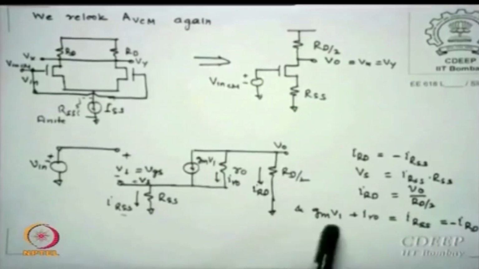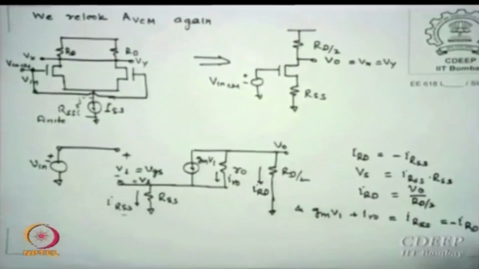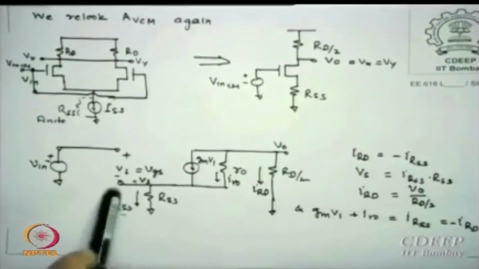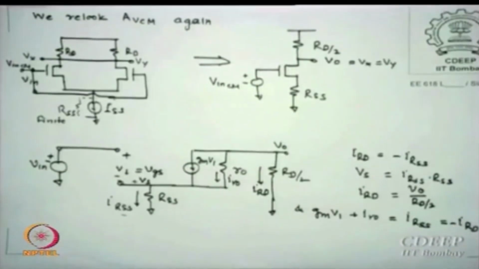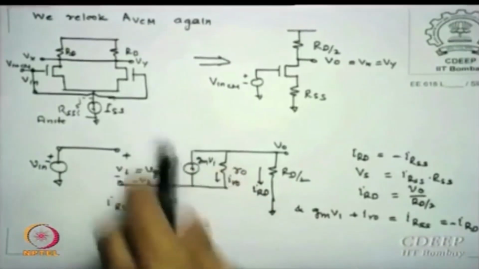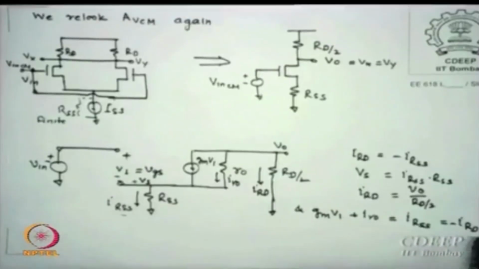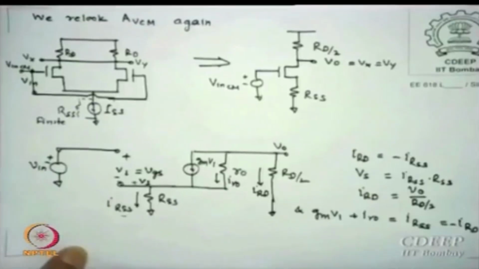Then Vs, which is the source voltage here, is IRS times RSS, but IRS is IRD. IRSS is minus IRD, which is GM V1 plus the current in this. You can see the current here plus the current here must be equal to the current here, which is IRS, which is minus IRD. So this method which we have earlier applied, I am just rewriting. You need not even rewrite, this is exactly what we did earlier.